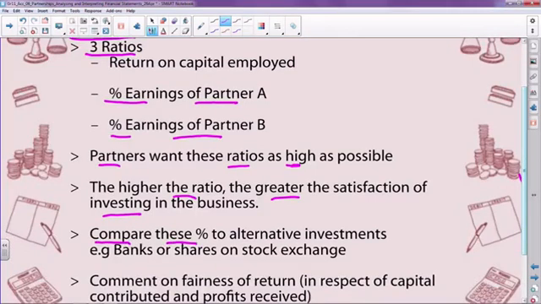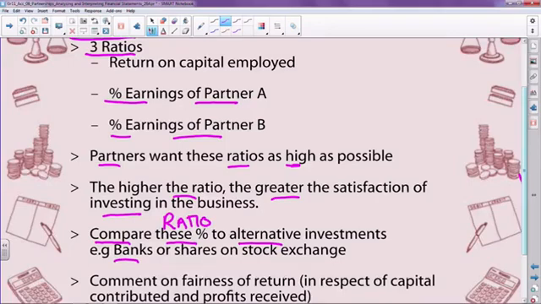I'm talking about obviously the ratios. Okay, so you're going to then compare the ratio percentages that you calculated to alternate investments. So for example, banks, shares on the stock exchange, etc.